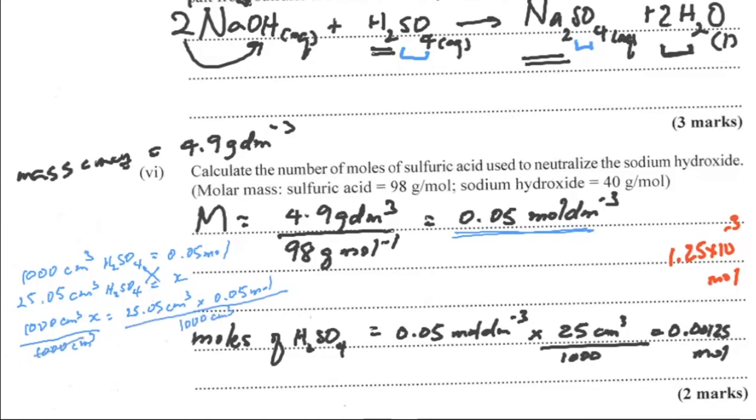This cancels out, and we're left with the same thing we have over here. Very same thing, right? We end up with 25.05 cm cube being divided by 1,000. Cm cube cancels out cm cube. We're left with moles, and we end up with the very same thing. Just another way to approach it.